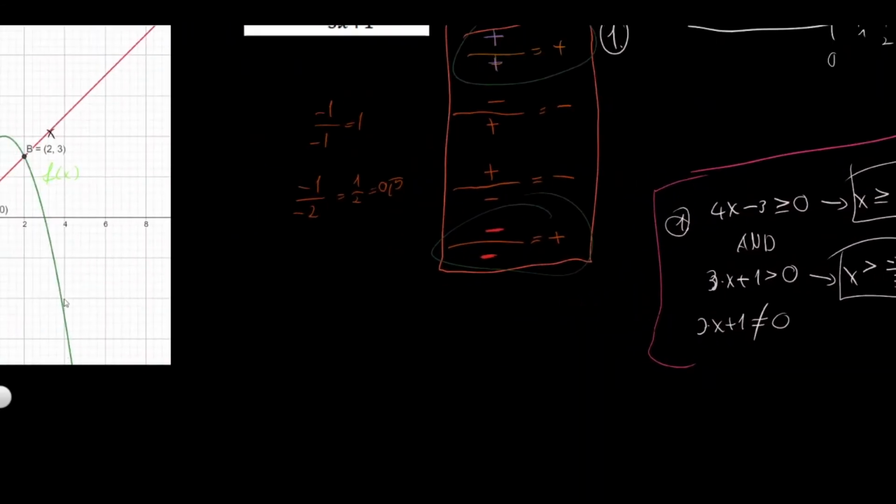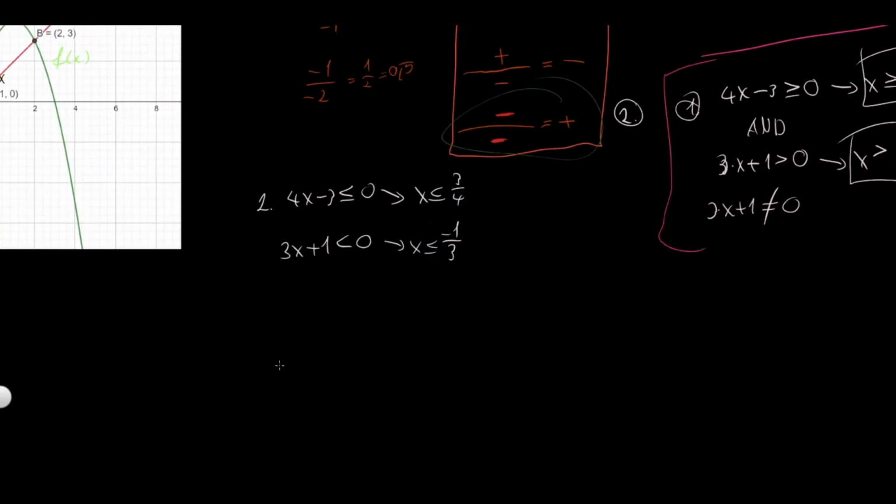In the second example, and that's here, both of these have to be negative numbers. So 4x minus 3 has to be negative, so less or equal than 0, and the denominator has to be less than 0. It cannot be equal because we cannot divide by 0. And if you solve these, you will get x is less or equal than 3/4 and x is less than negative 1/3.